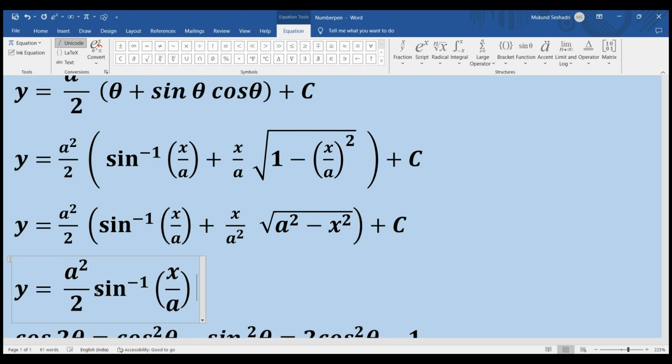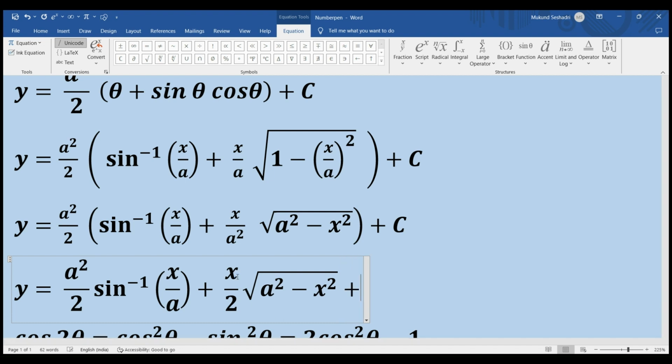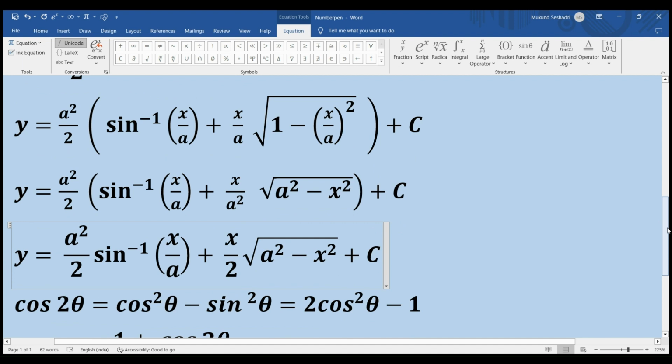That's your part 1. And in your part 2, the a square gets cancelled, right? And you're left with x by 2 times the square root of a square minus x square, right? And then you have your constant. So the answer to this problem is a square by 2 times sine inverse of x by a plus x by 2 times the square root of a square minus x square plus your constant c.